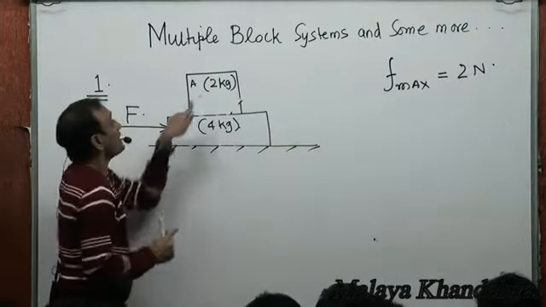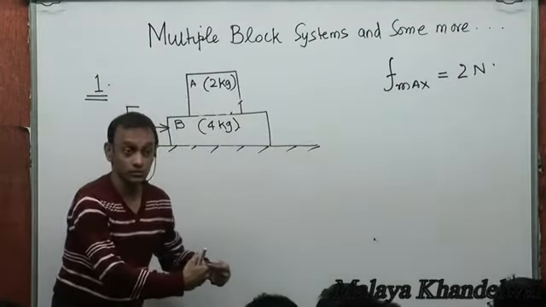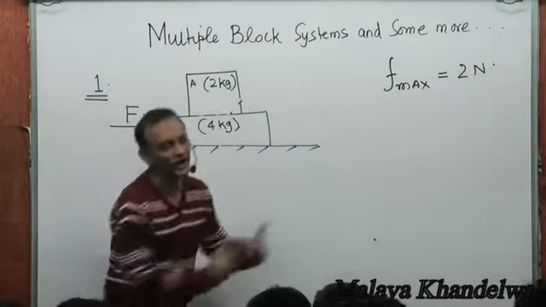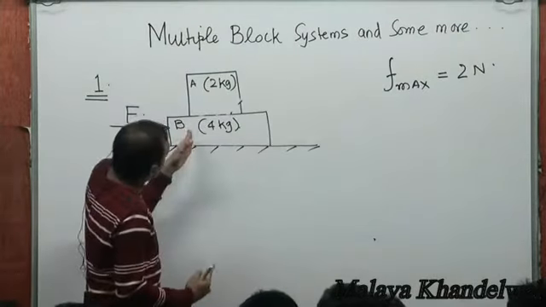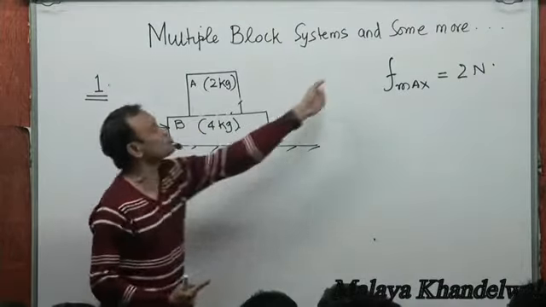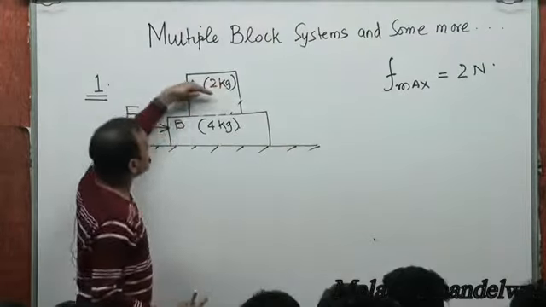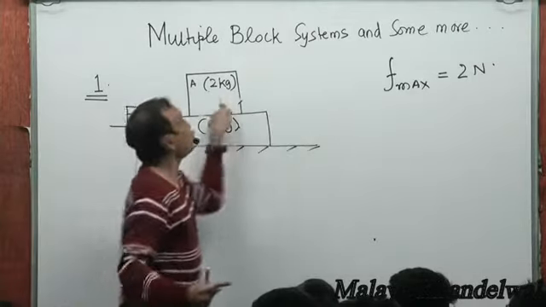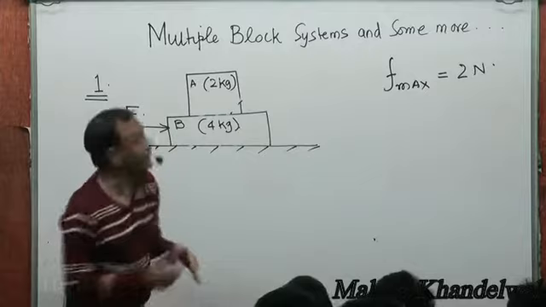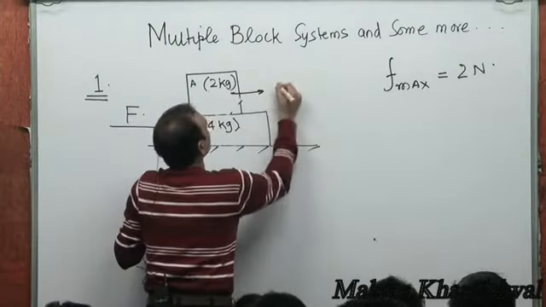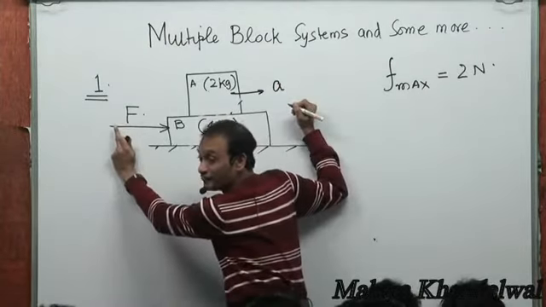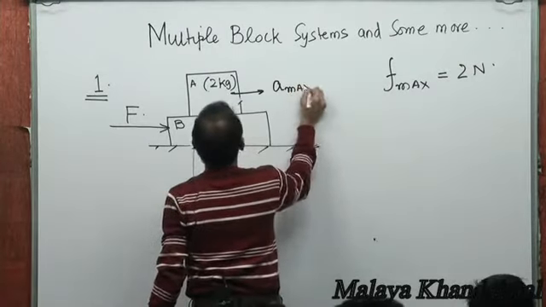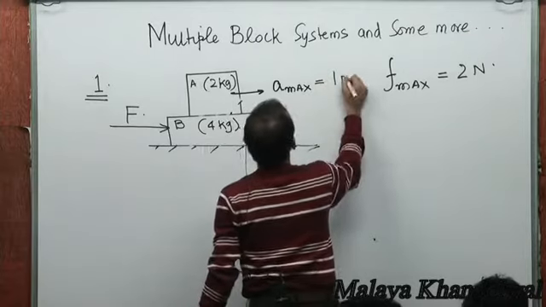Which means A derives its acceleration out of the frictional force that B applies on A, right? And the maximum frictional force that B can apply on A is 2 newtons. So the maximum acceleration of A resulting out of this friction can be 2 by 2, which is 1 meter per second squared. So maximum acceleration of A, no matter what value of F you apply, can be 1 meter per second squared.